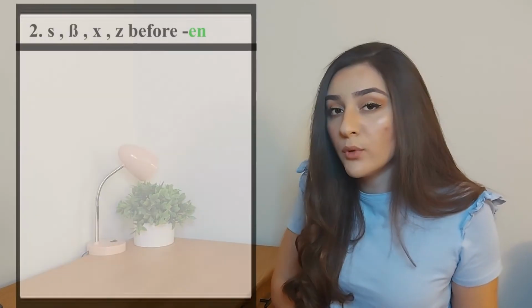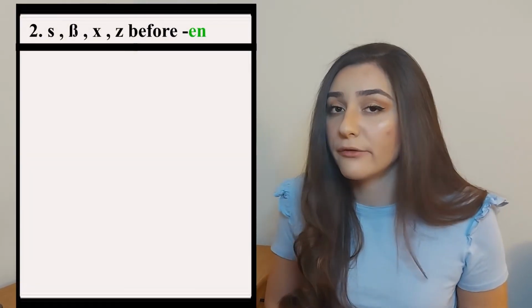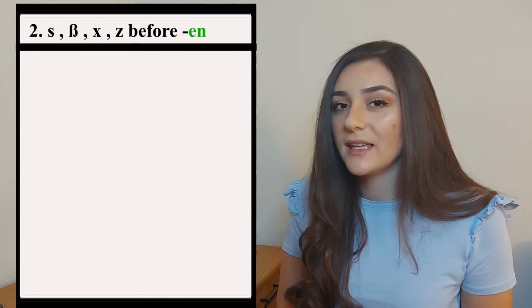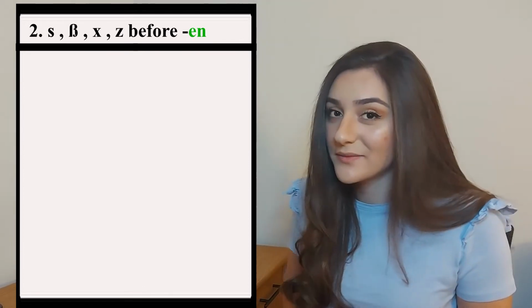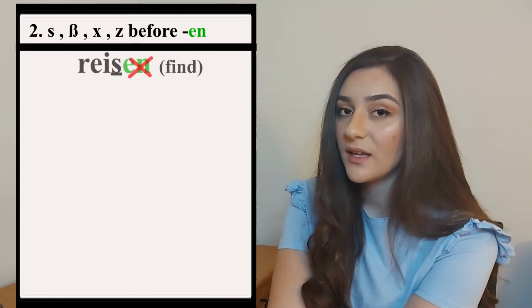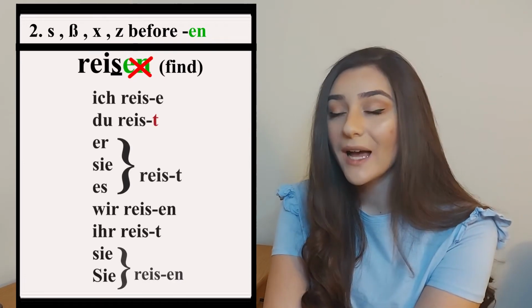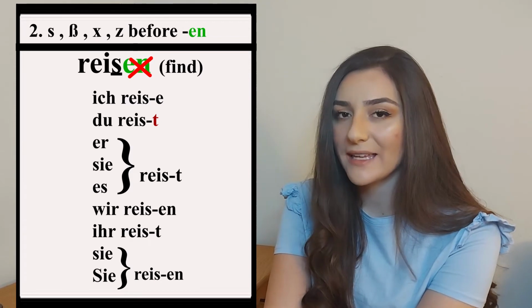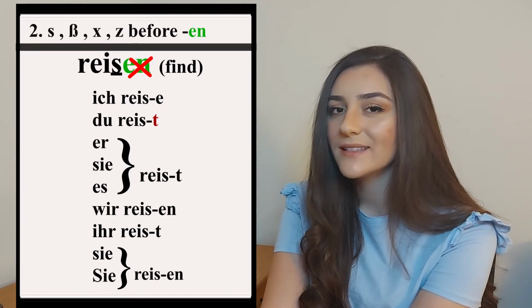The second group consists of verbs that after we remove the en out of the infinitive form, they end with s, ß, x, or z. Like the verb reisen. Ich reise, du reist, er, sie, es reist, wir reisen, ihr reist, sie reisen.